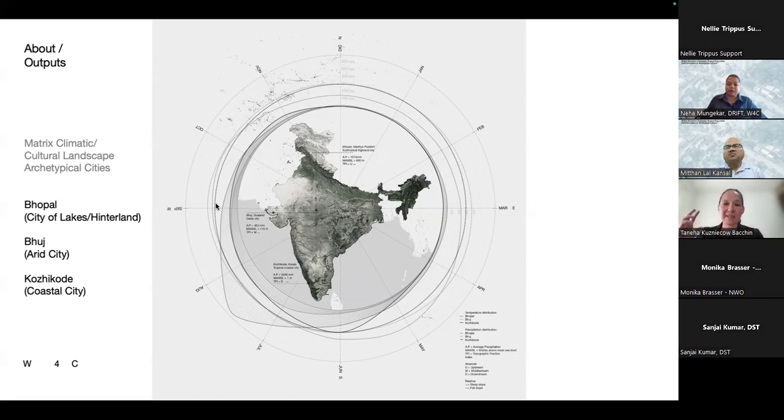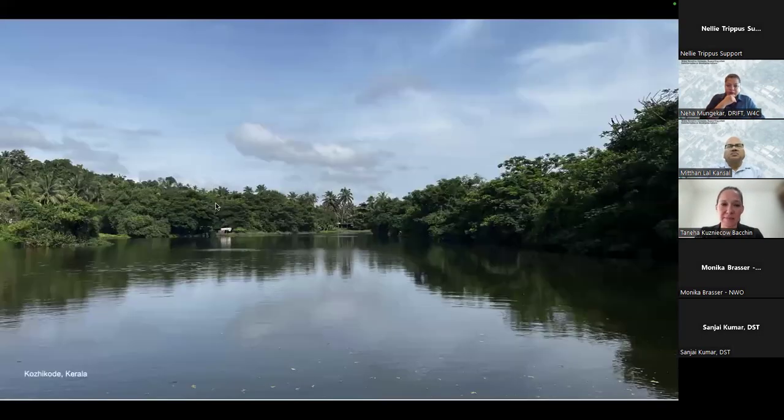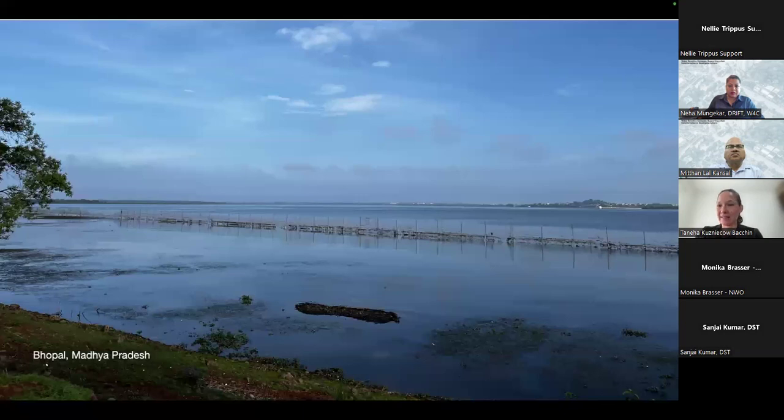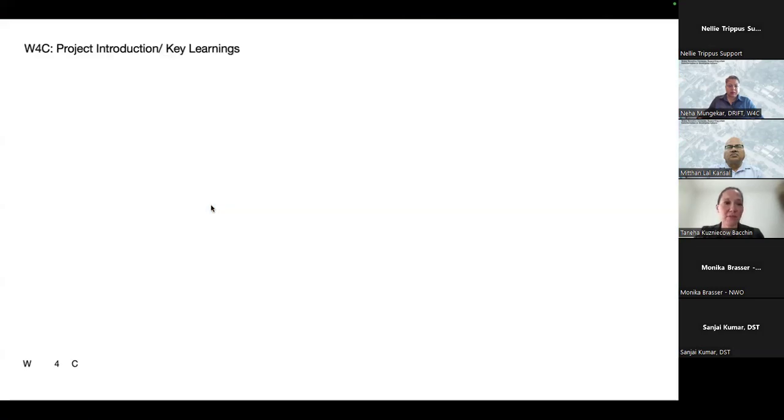So we have 3 questions in relation to water. We have a coastal city, an arid city, and a lake hinterland type of city. You can see the beautiful landscapes that they have, and the amazing vernacular, traditional water management practices that historically have been in place in the 3 cities. And again, the scope of water is not only in terms of challenges, but especially in the identity that water brings to those 3 different environments.